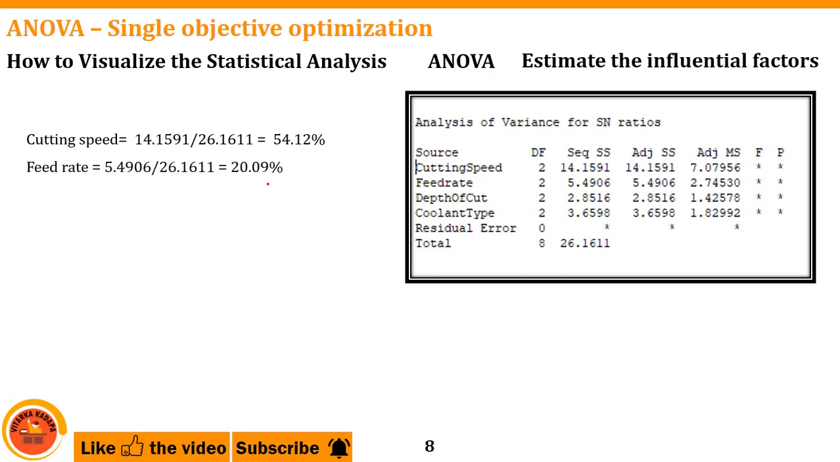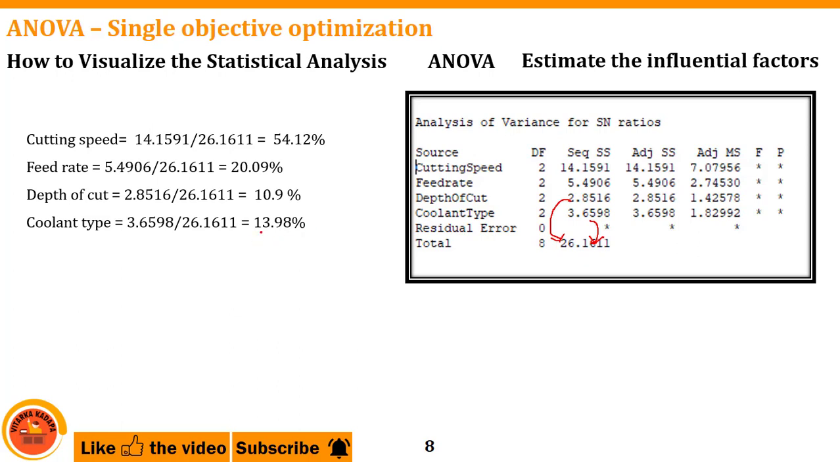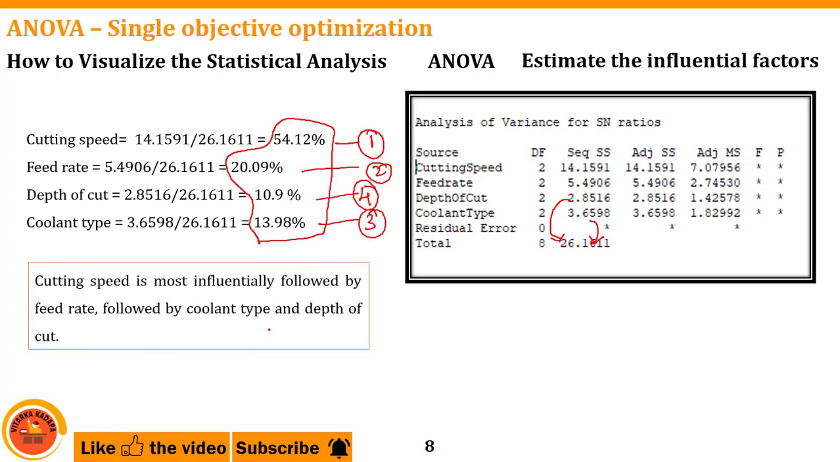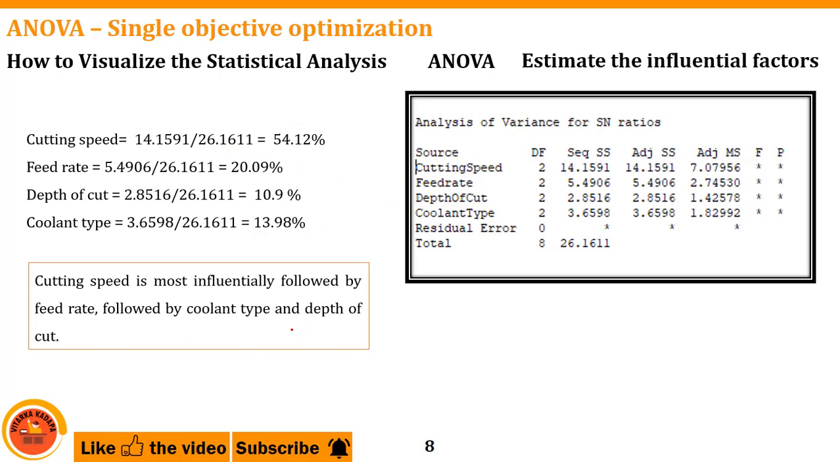Similarly for feed rate we are getting this much, similarly for depth of cut this divided by this, and similarly for coolant type this divided by this, we will get this one. Among these values, which is the highest value? Cutting speed is the highest value first, followed by feed rate, next followed by coolant type, followed by depth of cut. So this is the conclusion I will give here: cutting speed is the most influential, followed by feed rate, followed by coolant type, followed by depth of cut. Conclusions like these we have to give in our research papers after conducting our experiment.